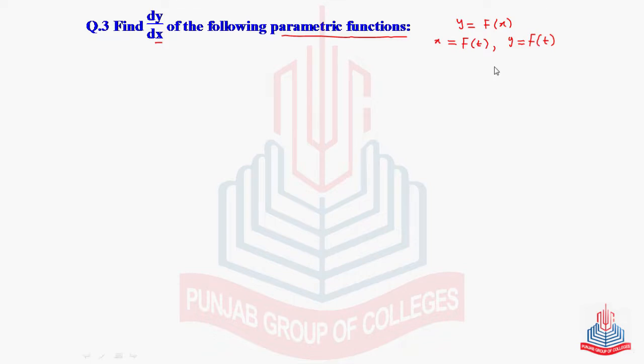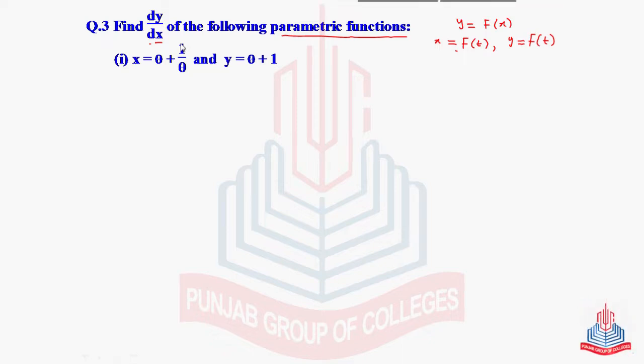As I say that y is equal to f of x is not given in this case. The given functions is in the form x is equal to f of t and y is equal to f of t, or x is equal to f of theta or y is equal to f of theta. Then by differentiating both of these functions separately, then by using chain rule we will form our required dy by dx. Now we will explain this with the help of these questions.